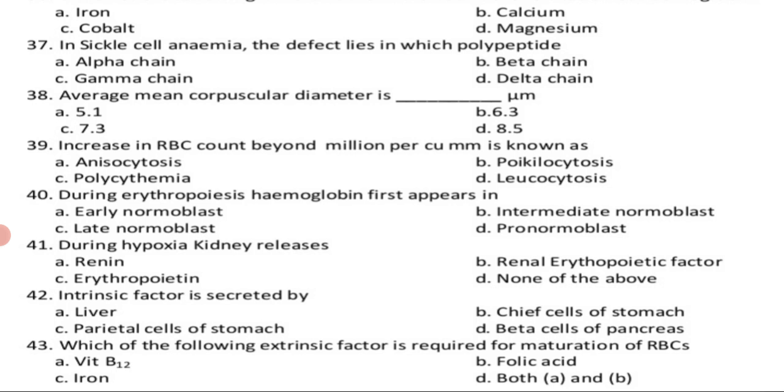Question number 43, which of the following extrinsic factors is required for maturation of RBC? For maturation of RBC, the extrinsic factors required are vitamin B12 and folic acid. So option D is the correct answer for question number 43. Vitamin B12 and folic acid are essential for synthesis of DNA, cell division and maturation of RBCs. These are called extrinsic factors as they are obtained mostly from the diet.